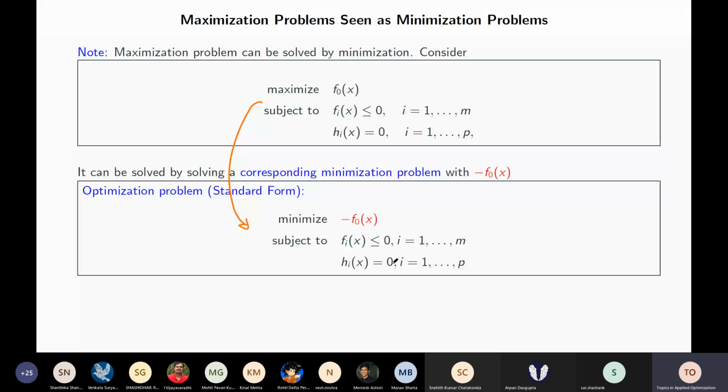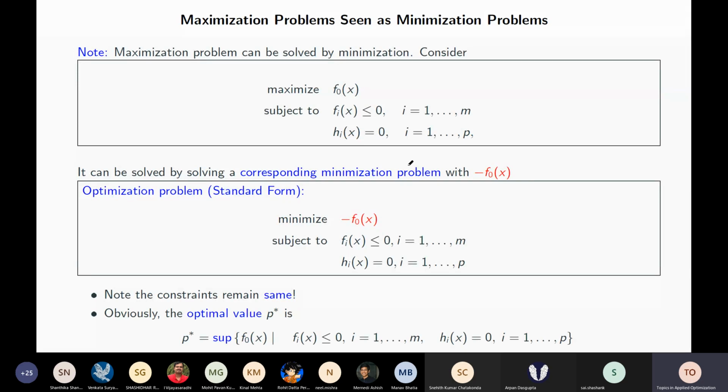All other things are fine. The right hand side of the inequality and equality are 0, and there is only less than or equal to inequality, and so this is fine. By just changing this minus, we change this from maximize to minimize. So we don't need any additional library for maximize. We can solve it via the minimize library. Okay. And note that the constraints remain the same. You don't have to put a minus on the constraints. Okay, that will be illegal. So you should not change the sign of the constraints. The constraints remain the same.